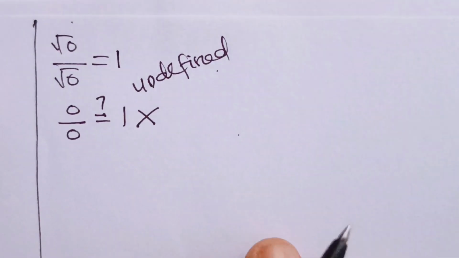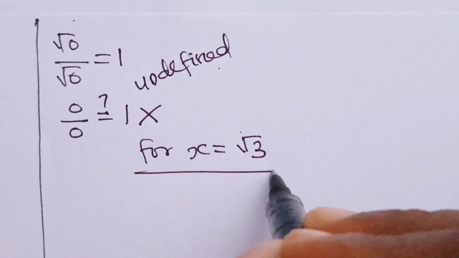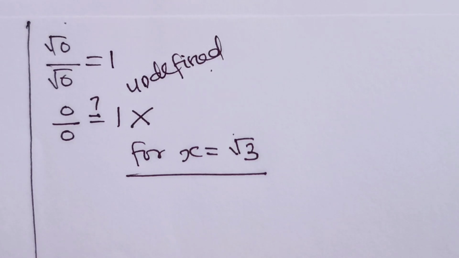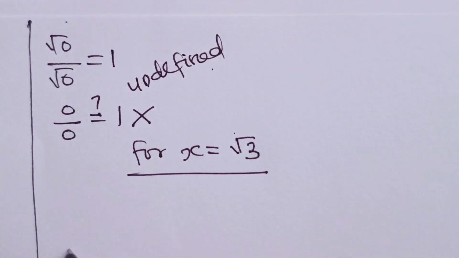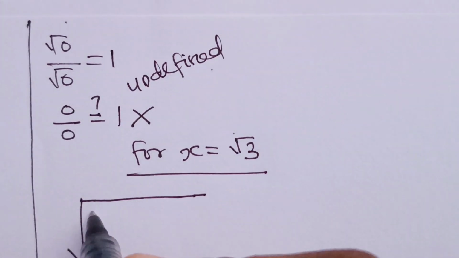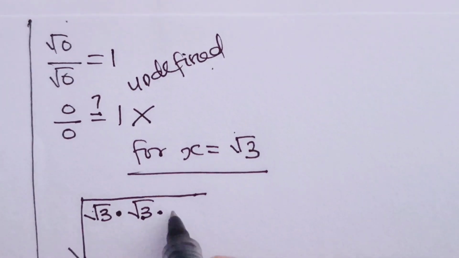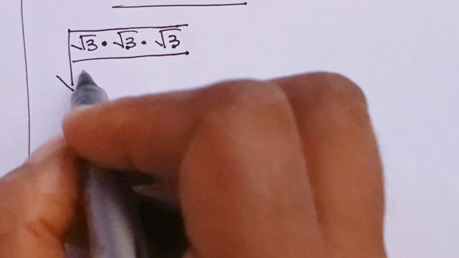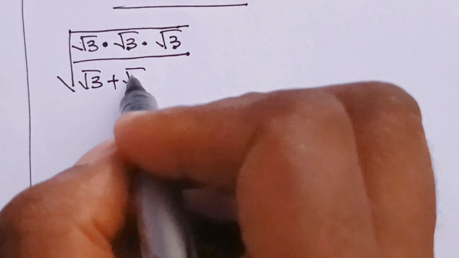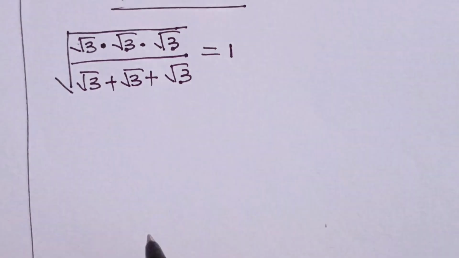All right, this solution is rejected. Now for x equals plus or minus square root of 3. For x equals square root of 3, let's check. The question says square root of, so it's going to be square root of 3 multiplied by square root of 3 multiplied by square root of 3 divided by square root of 3 plus square root of 3 plus square root of 3 is equal to 1.